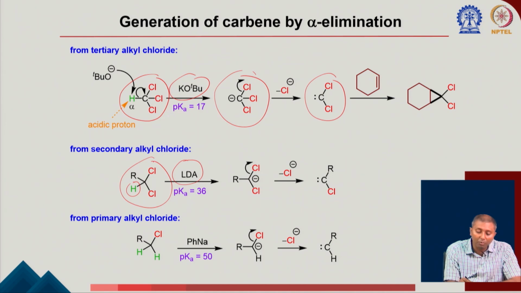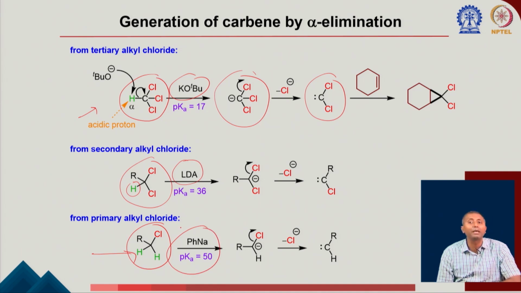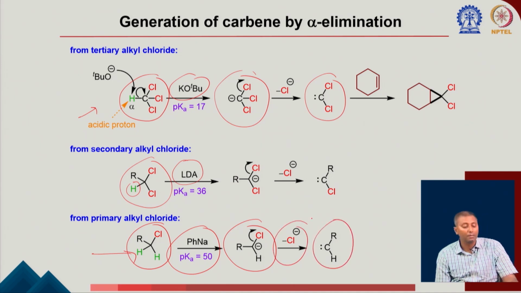Once you have the monochloro versus dichloro versus trichloro, the proton becomes more acidic. That means you can use a milder base if you come here, but if you come to this one where you have one chloro, then you have to use a stronger base, because this is literally an alkane which has a pKa around 50. So, you have to use a stronger base to generate the corresponding anion, which can go for alpha elimination to generate the corresponding carbene.